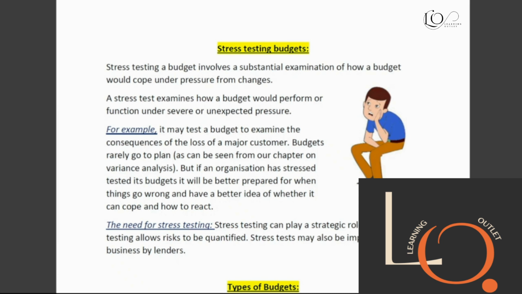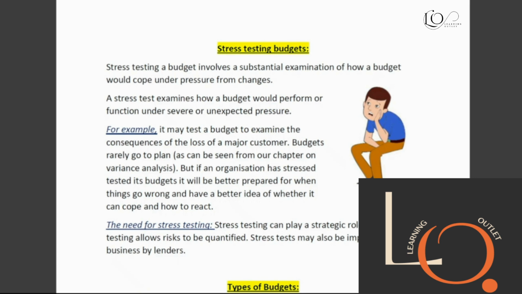Now we speak about a new concept, or rather an innovative concept that has come up because of this modern changing global environment, and that is stress testing. In simple English as well, stress means something that is worrying you, something that is giving you anxiety, making you think, or putting you in a worrying situation. From the budgeting perspective, it means putting the budget through various difficult scenarios to see how it performs. In a very simple way, stress test means how a budget would perform or function under severe or unexpected pressure, which means if something happens which is not planned for, how will the budget react?